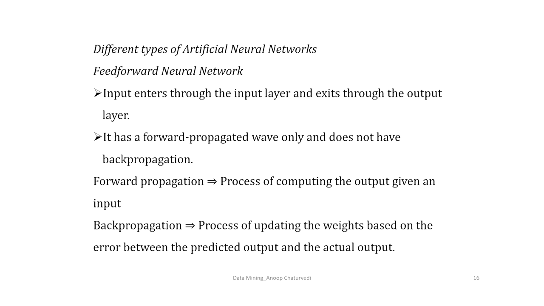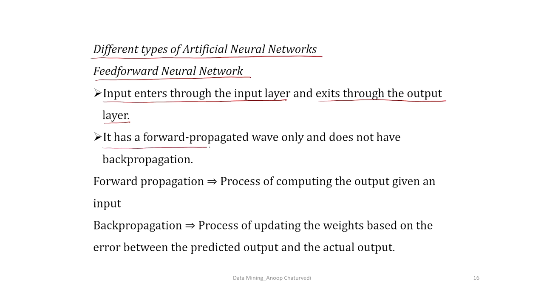Now, in brief, we discussed different types of artificial neural networks. Some of these networks I will discuss in detail in subsequent lectures. The first one is feed-forward neural network. In feed-forward neural network, the input enters through the input layer and then it exits through the output layer. Then in between it has a forward propagated wave only and it does not have back propagation.